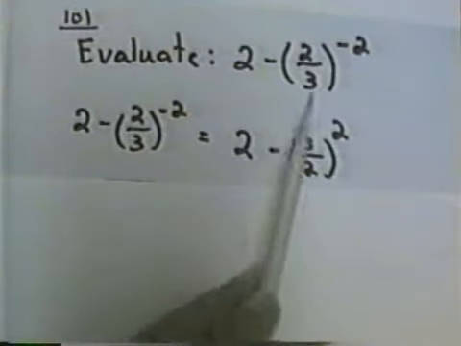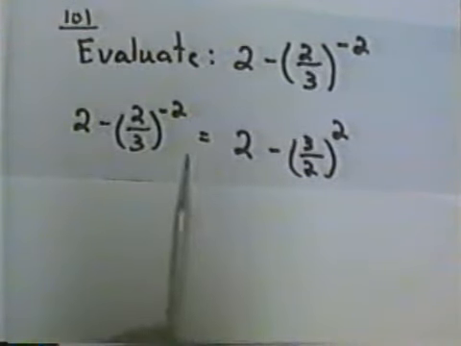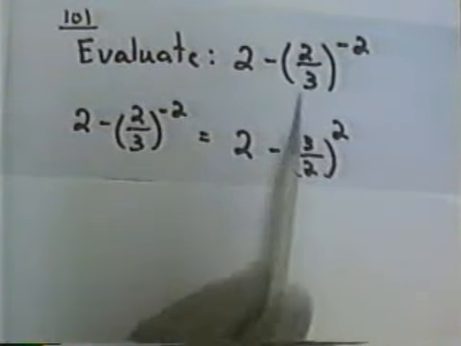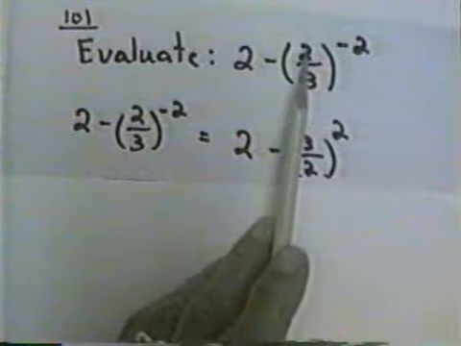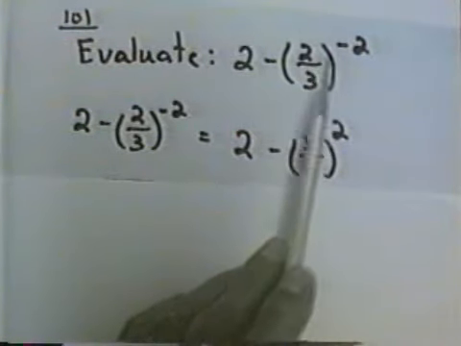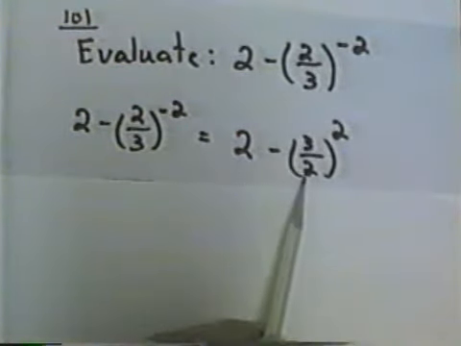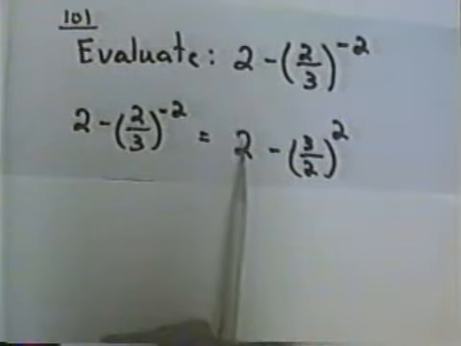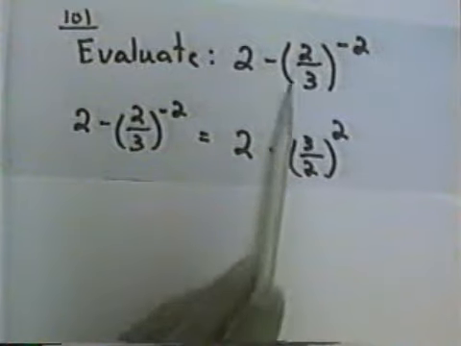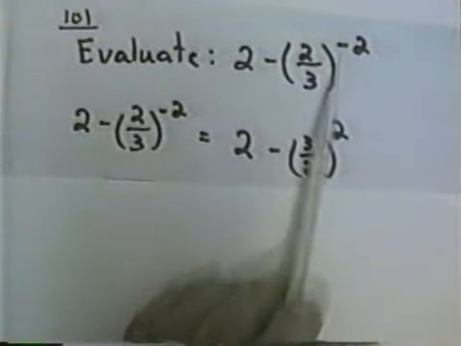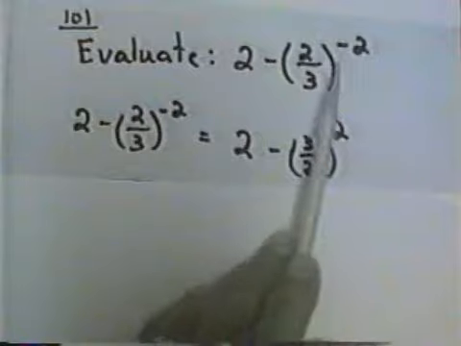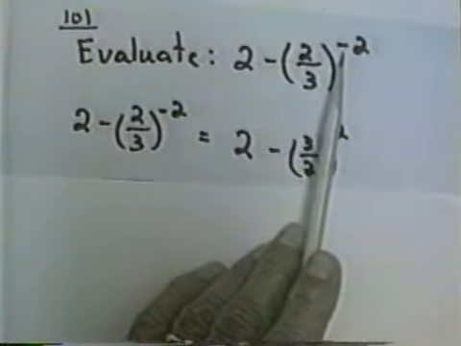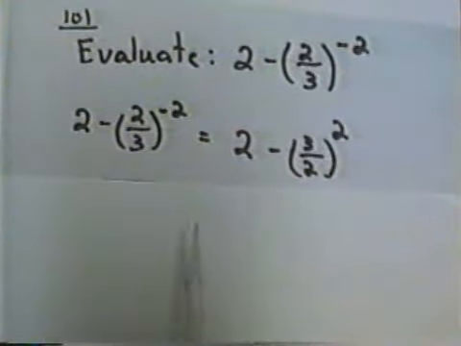So I can rewrite the problem as 2 subtract 3/2 squared. A negative exponent tells me to take the reciprocal of the base. The reciprocal of 2/3 is 3/2. I copy everything else exactly the same. I leave the 2, I leave the subtract, I take the reciprocal of the base, and of course once I take the reciprocal, I leave off the negative exponent, because the negative exponent tells me to take the reciprocal. Once I take the reciprocal, I don't want to do it again.